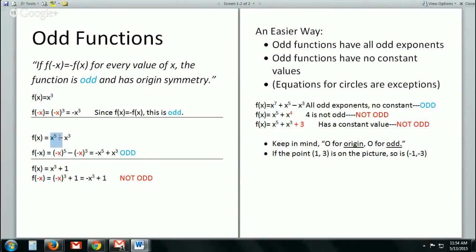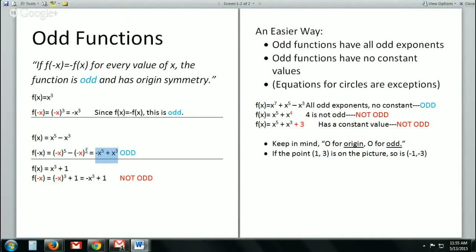Look at a harder one. x to the fifth minus x cubed. When you put negative x in for all of the x's, you would have negative x to the fifth minus negative x cubed. Now, since we have these odd exponents, negative x to the fifth would be negative x to the fifth. When I do negative x cubed, that's negative x cubed, but the negative in the middle, two negatives, made a positive result.